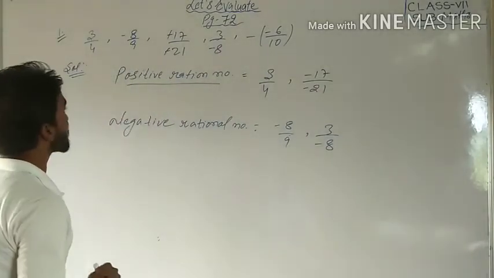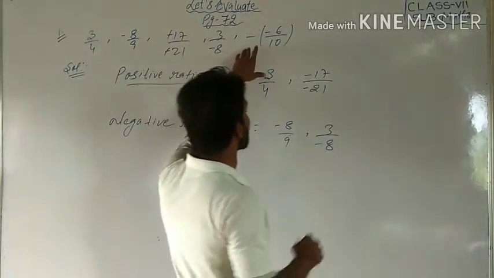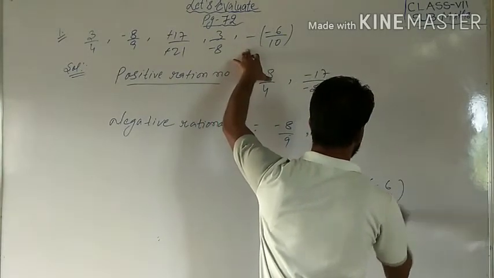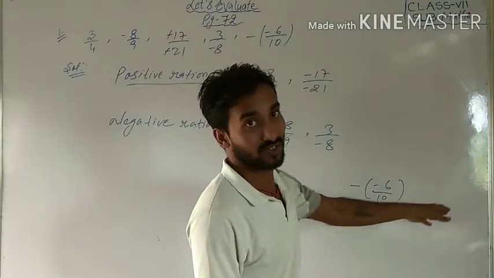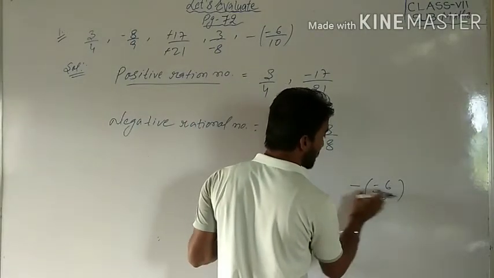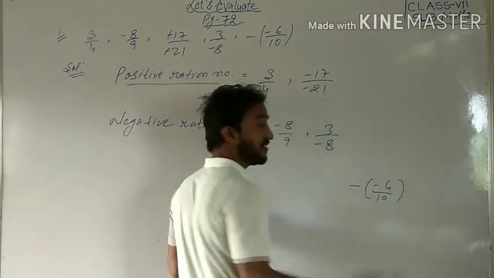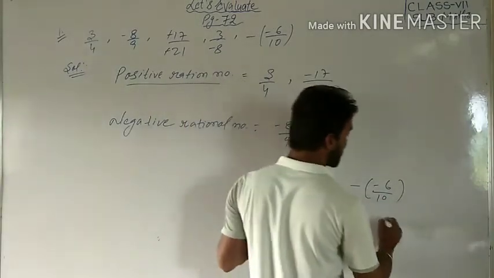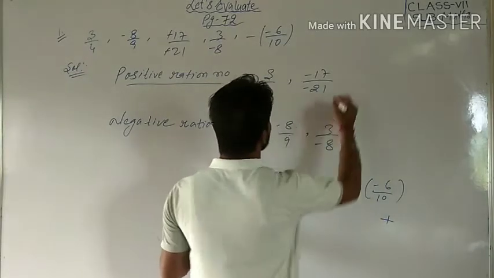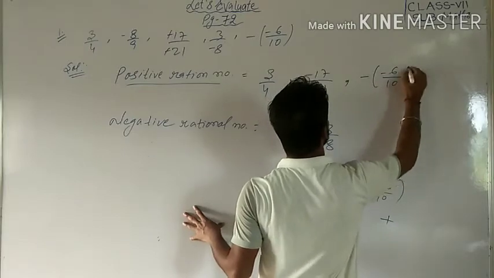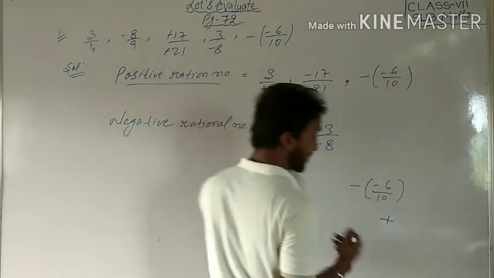Now see the last number, minus 6 by 10 under bracket. When the bracket is removed, this minus and this minus have the form of multiplication. When two same signs multiply together, the answer becomes positive. So minus of minus 6 by 10 is also a positive rational number.